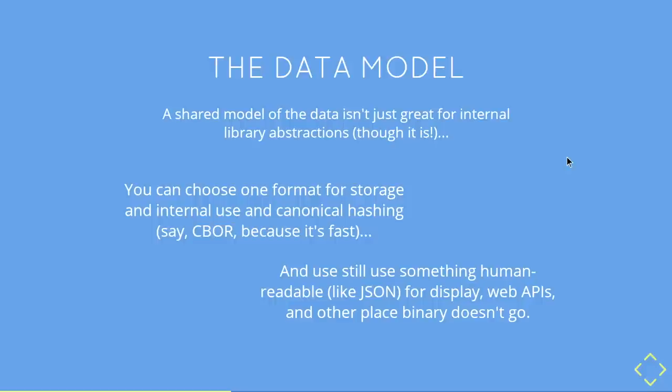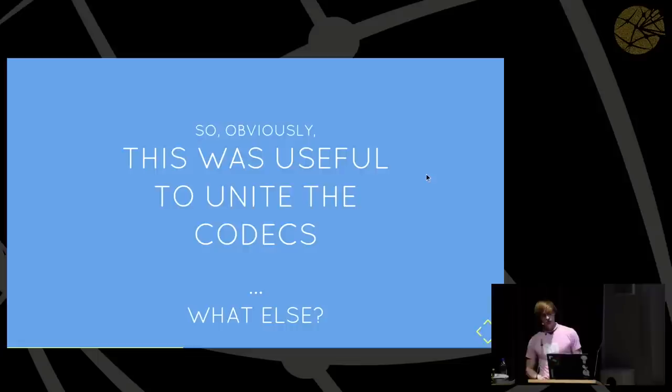But using IPLD and having the data model as your standard format, you don't actually have that problem. You can still freely convert back to human-readable things, like the JSON example. And then you can print that out. You can use it for web APIs. Any other place where a raw binary format was moderately inconvenient, you can just be like, oh, OK, I'll switch. So the data model is this useful concept to unite the codecs.